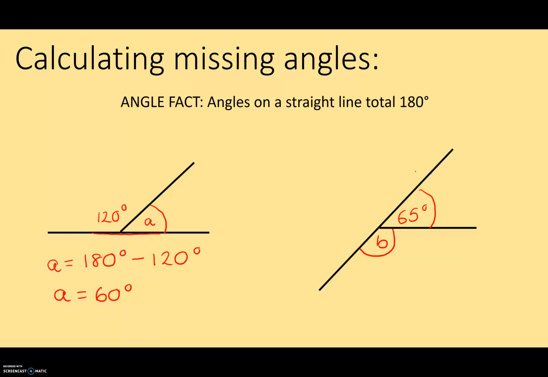Right, if you've had a go, you should have found out that all of this here is on a straight line, so it must add up to 180 degrees. So if you do 180 minus 65, that tells you what B is. So B is 115 degrees. Don't forget to put the degree symbol on your answer.